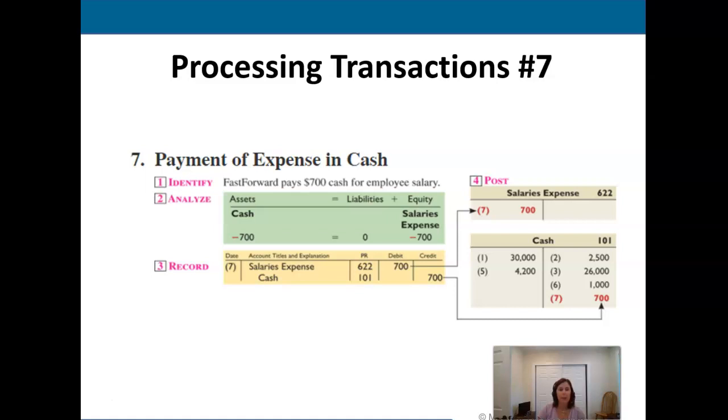Looks like we've paid some salaries. So again, just like the rent, salaries is an expense. When we incur more expenses, that's a debit. And then we paid that with cash. Our cash goes down. That's a credit. And then we wander on over and we post those in their respective debit and credit columns in their individual accounts. And on we go.